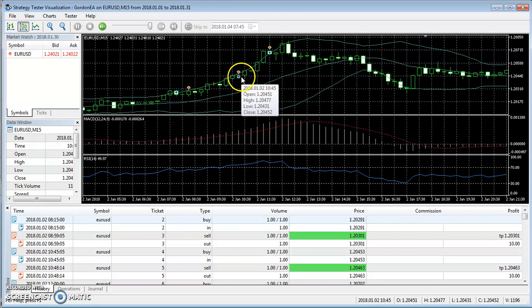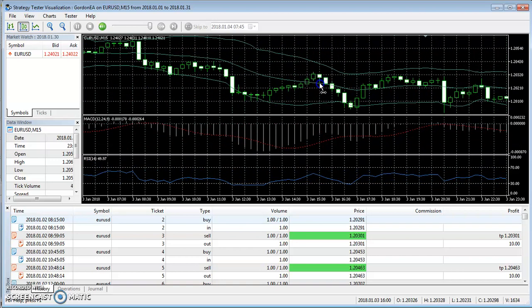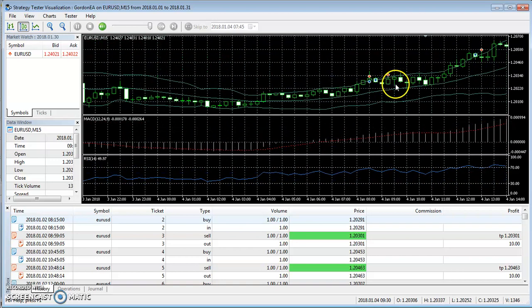And you can see this one took profit, good entry, took profit. Look at this one.